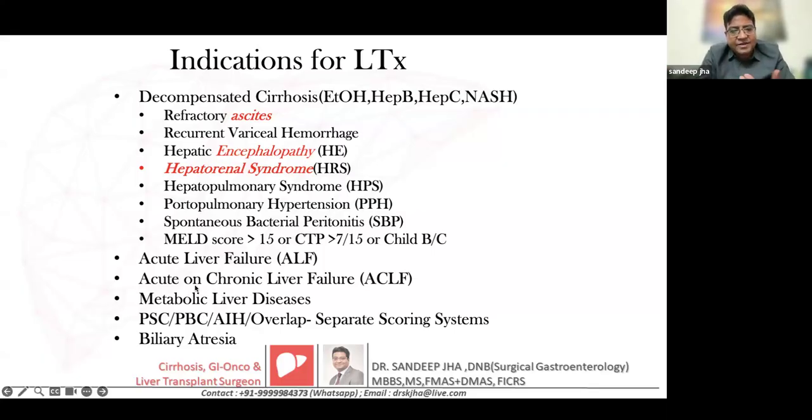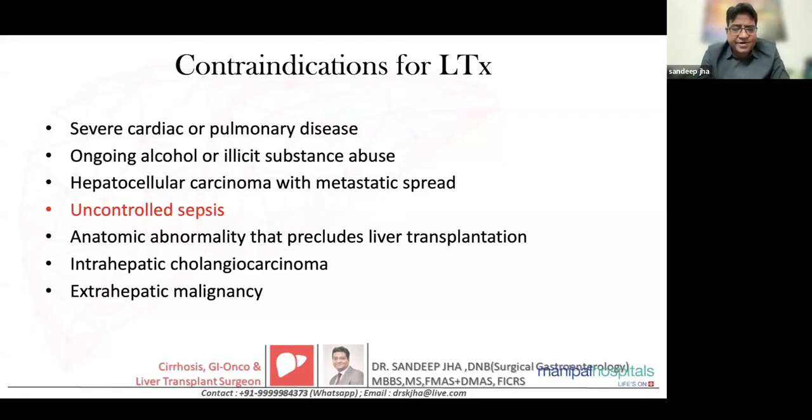Other than that, acute liver failure, acute on chronic liver failure, that I also addressed before. In children, biliary atresia, primary sclerosing cholangitis, autoimmune hepatitis, and metabolic liver disease, NASH, NAFLD, metabolic alcohol, all these become indications for liver transplant. There are few contraindications.